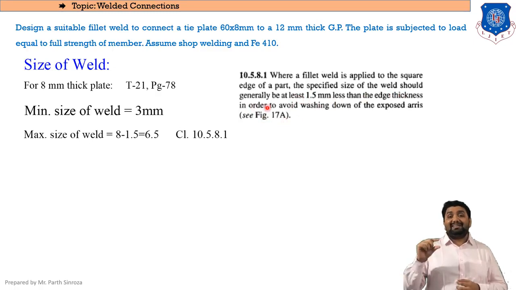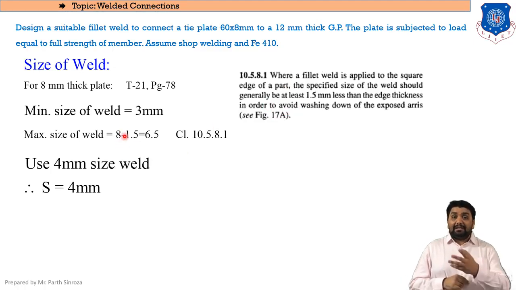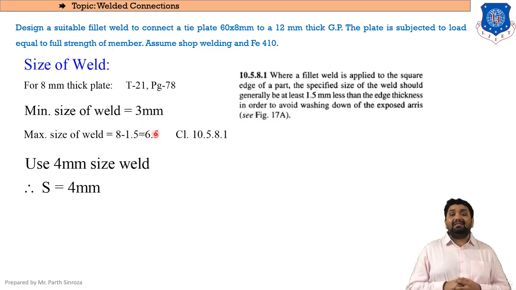So this will be our maximum size, which will be 1.5 mm less than the edge thickness. As you can see, edge thickness is 8, and deducting 1.5 from it, we get 6.5. Now in this case, we will always be getting a minimum value and a maximum value. So it is up to you to identify an approximate value in this range.